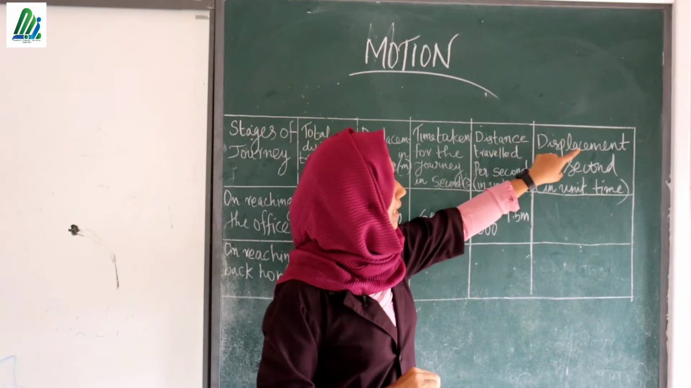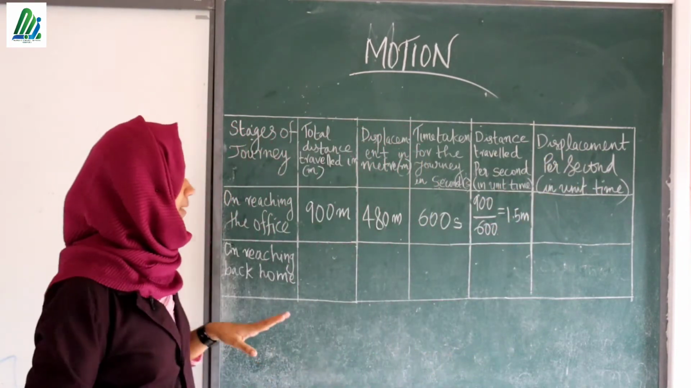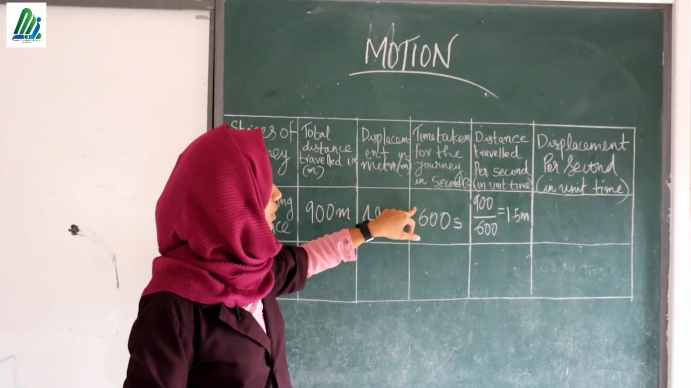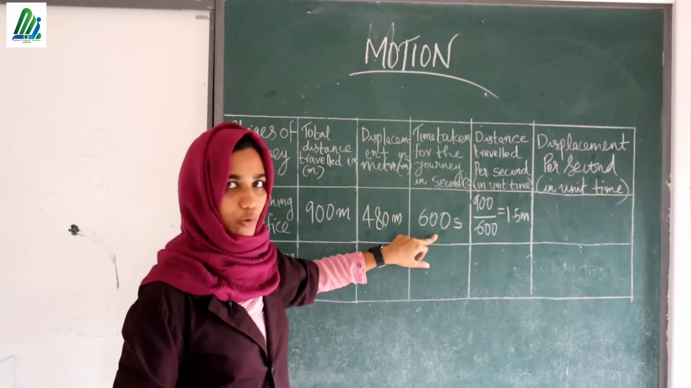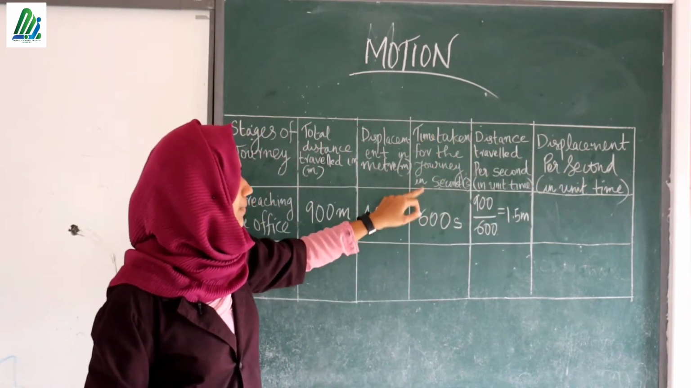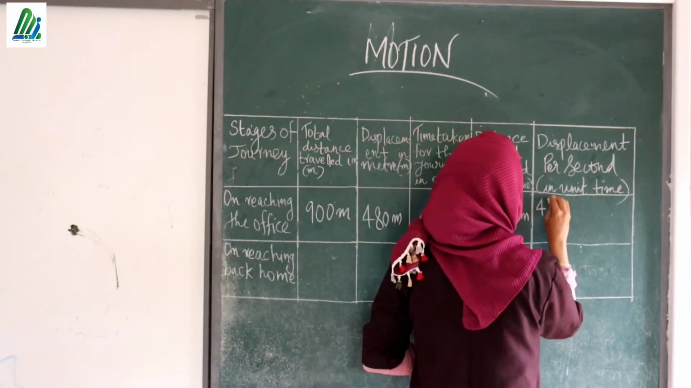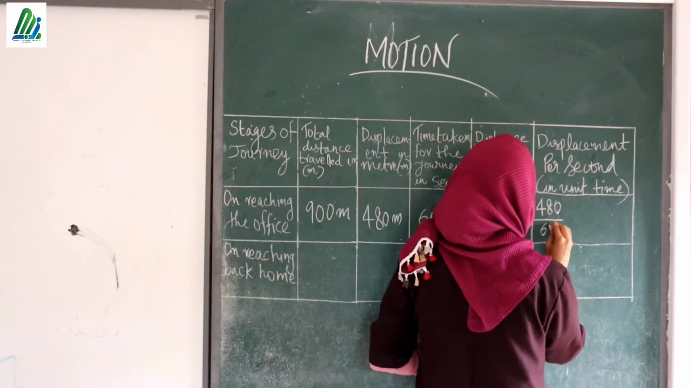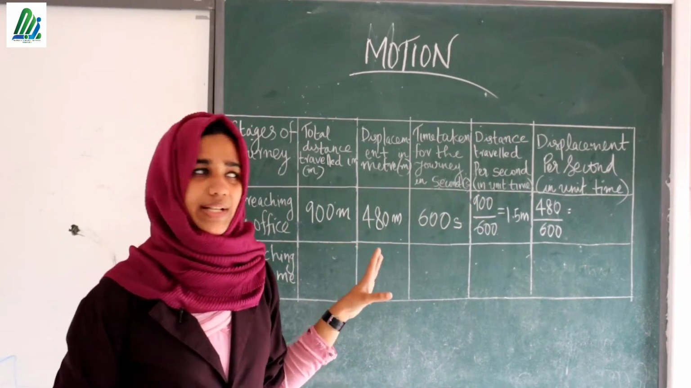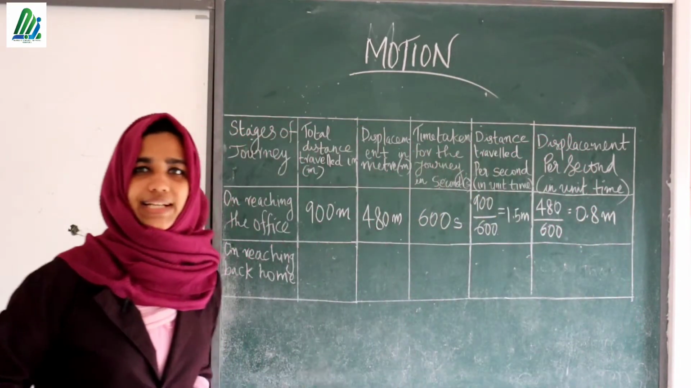Next one, displacement per second in unit time. Here the displacement is 480 meter, and the time taken for the journey is 600 seconds. So we can write 480 by 600. By dividing this we will get 0.8 meter. Is it clear?